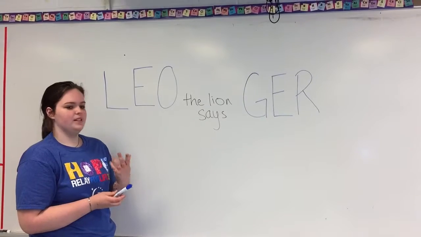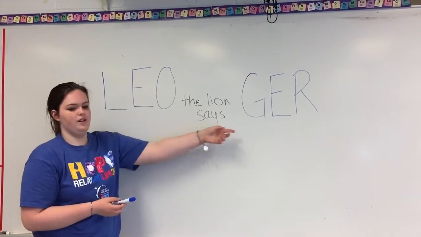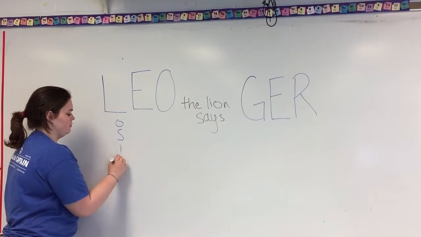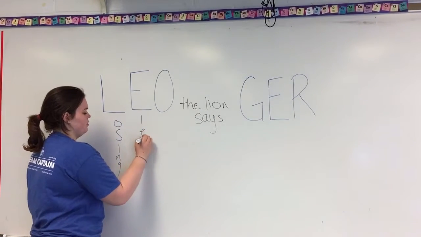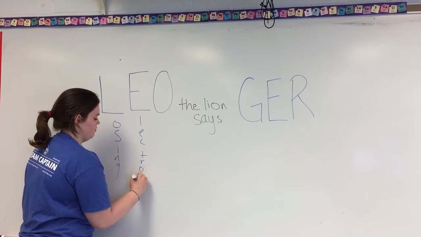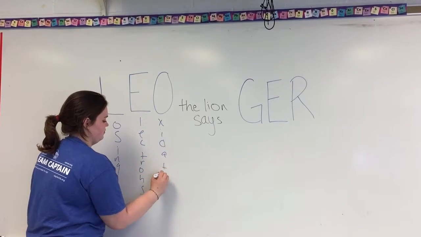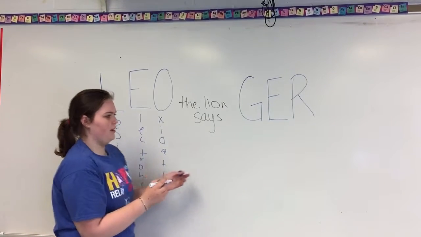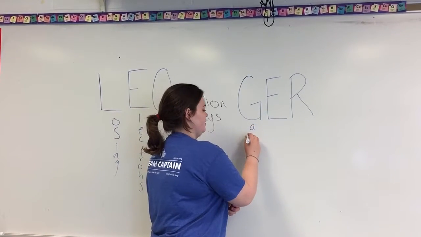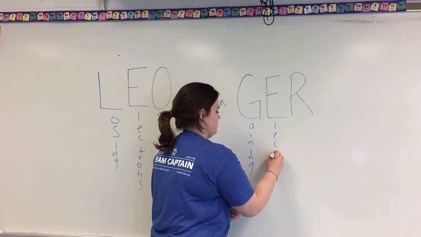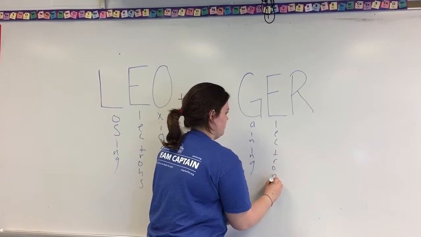A good way to remember this is by thinking Leo the lion says grr. So Leo stands for losing electrons, oxidation. And grr stands for gaining electrons, reduction.